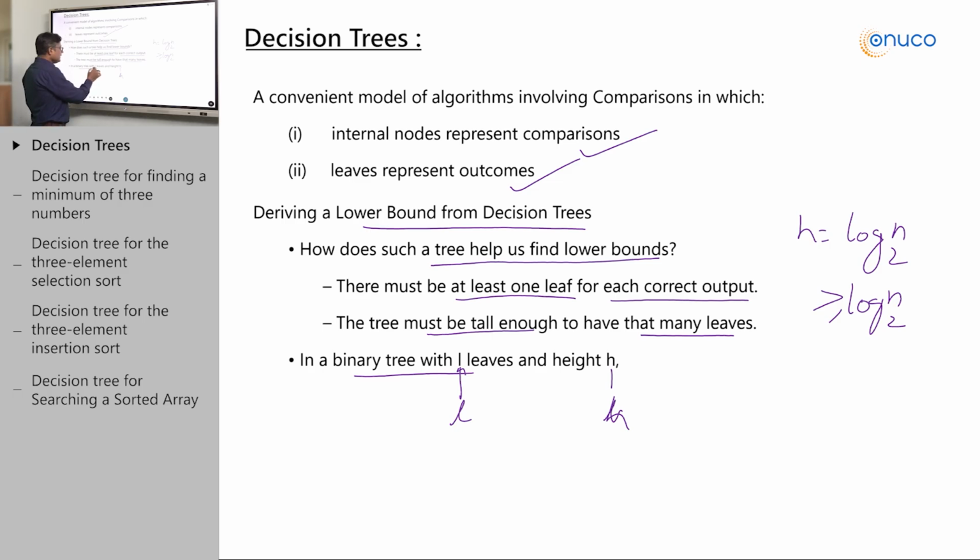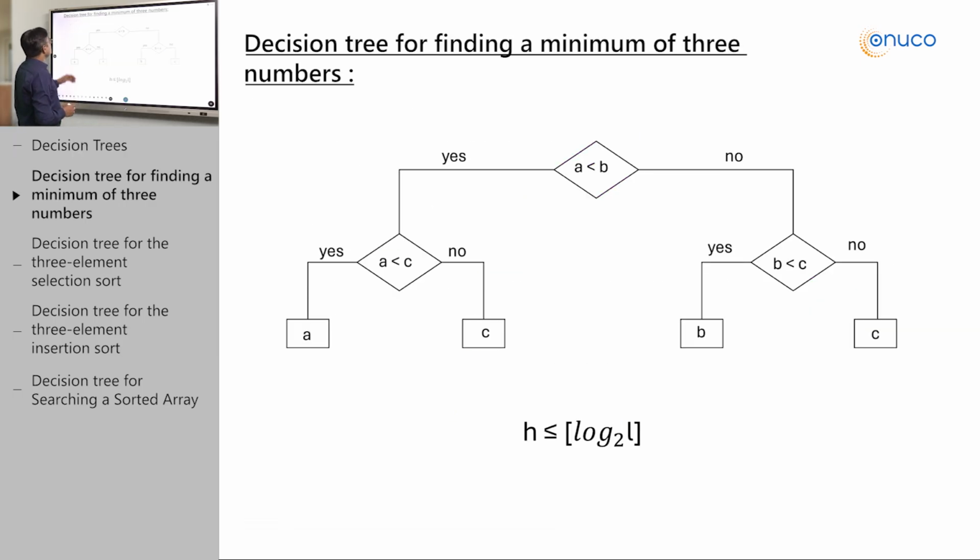Here L represents the leaf nodes and H represents the height of the tree. First, let us find the minimum of 3 numbers. Say we have the values A, B, C. How are we going to compare? First, I say: if A is lesser than B and the condition is true, it means A is lesser than B. Otherwise, if you go the other side, it means B is greater than A.